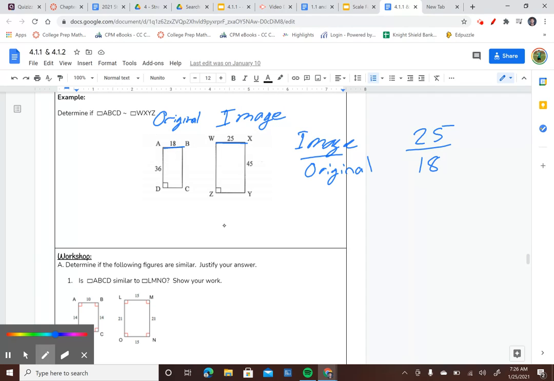And then if we look at another set of sides, we have x over y, and that would be corresponding with b over c. But notice we don't have a number there. But since this is a rectangle, we do know that since one side is 45, the side opposite of it is also going to be 45. Just like over here, 36, the side opposite of it would be 36. So we could write this as 45 over 36.